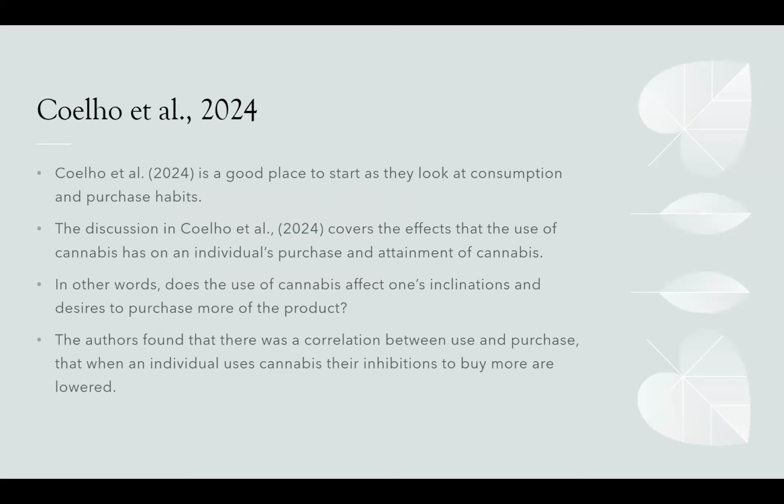The first of which, Cole Ho et al. 2024, is a good place to start. They look at cannabis consumption and purchasing habits and the correlation between the two. They cover the effects that the use of cannabis has on an individual's purchase and attainment of cannabis. So in other words, does the use of cannabis affect one's inclinations and desires to purchase more of the product?